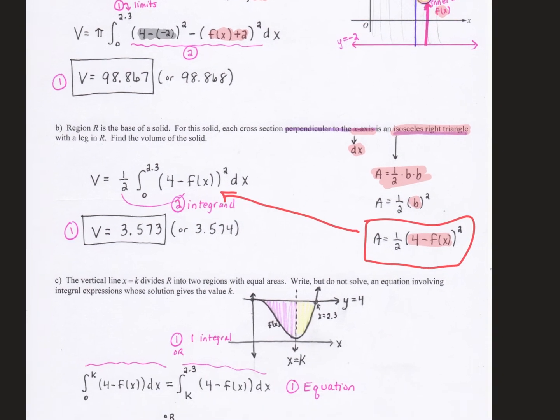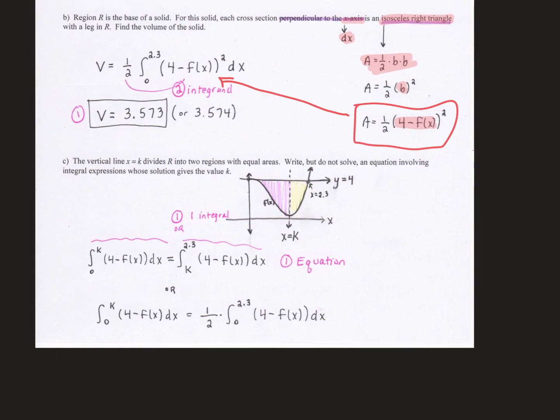In part C, there's a vertical line x equals k, which divides R into 2 regions of equal area. And I'm asked to write an integral expression whose solution gives the value of k, which is that vertical line. So here's my vertical line. I don't actually know where this vertical line is, but I want this pink area to equal the yellow area right here. So I just integrate from 0 to whatever k is of upper minus lower. So that gives me my first integral right here from 0 to k, 4 minus f of x. That's the area of the pink region.